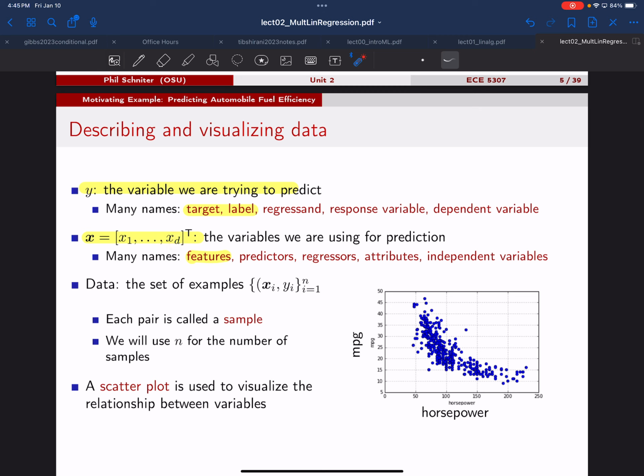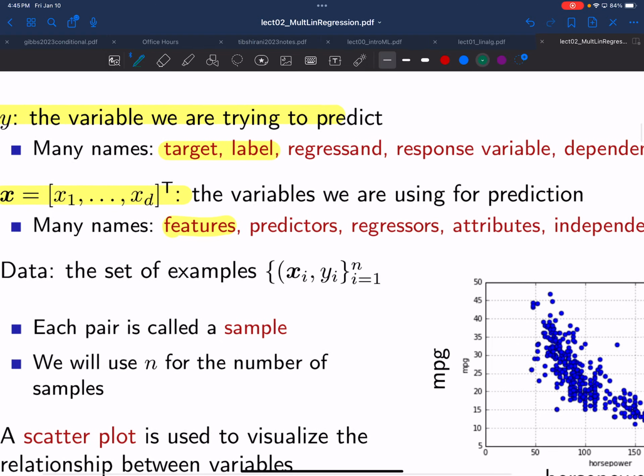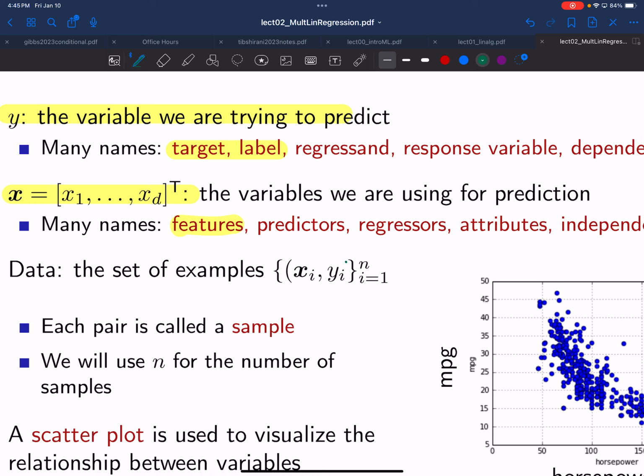We'll be consistent all semester with these names. There's a small typo. There should be a parenthesis here.